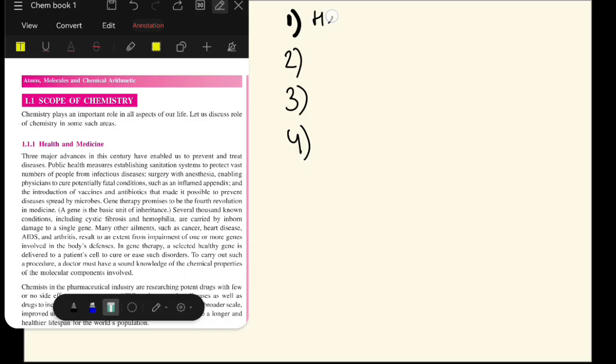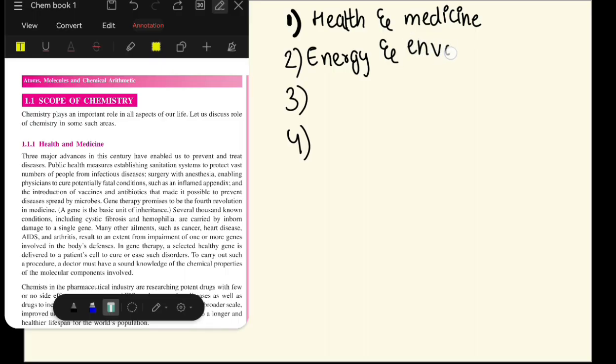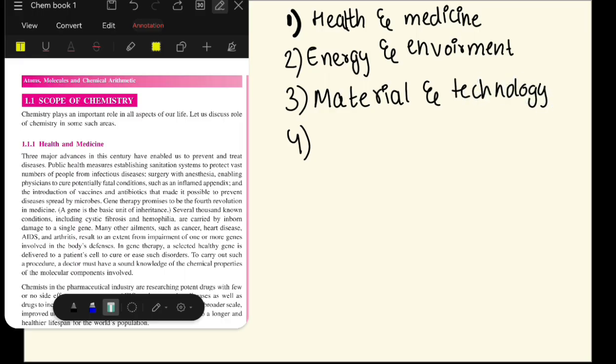The first one is health and medicine. The second one is energy and environment. The third one is material and technology. And the fourth and the final one is food and agriculture. So these are 4 ways that chemistry helped us in our life.